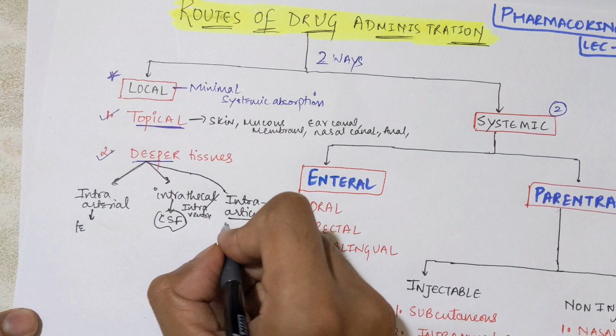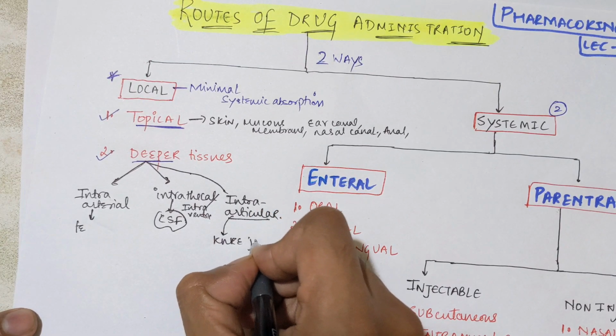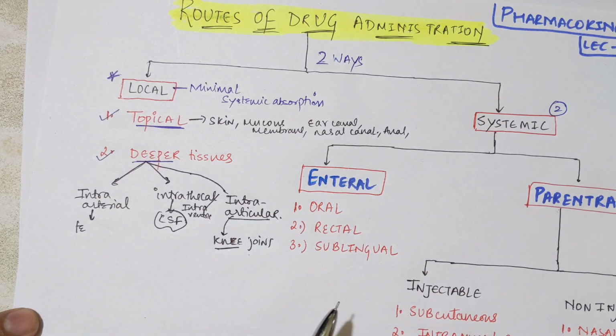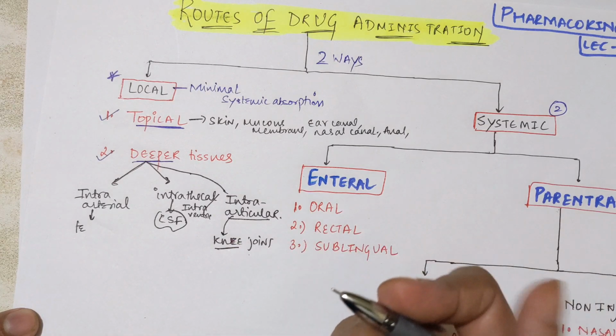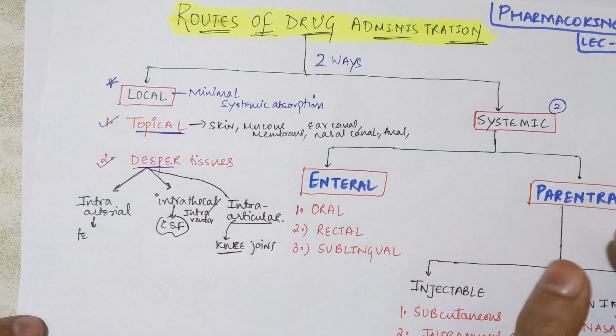And intra-articular means inside the joint, like in the knee joint you have to give. So these come actually inside the deeper tissues, like hydrocortisone, it is a glucocorticoid, that you administer through the intra-articular way, so those come inside the deeper tissues section.